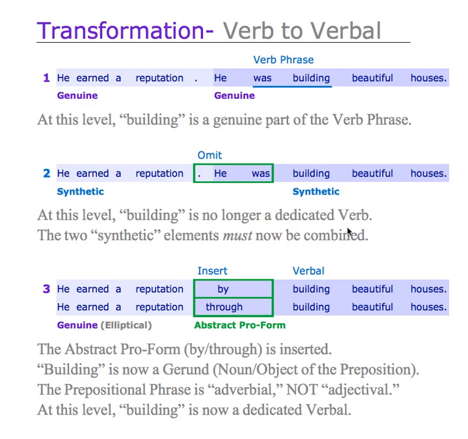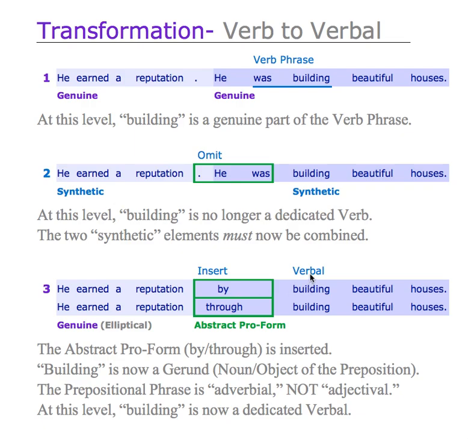Okay? That's mandatory. So at level 3 then, we have he earned a reputation, and now we insert a word. It's an abstract proform. I talk about this in my other videos. You can check them out if you want to know what it is. It's something that stands in for something else. It stands in for reasonable implied content. And this, at the time, was reasonable. This worked in this sentence. The punctuation and these words worked here, but we took them out. So we have to stick something else in. So now you have building is now officially a verbal.